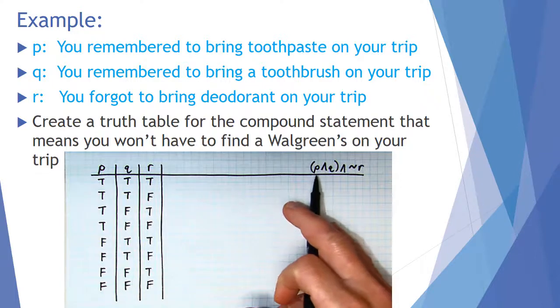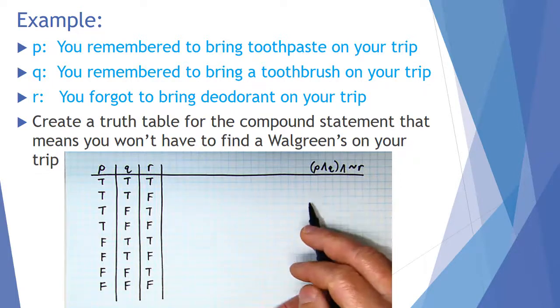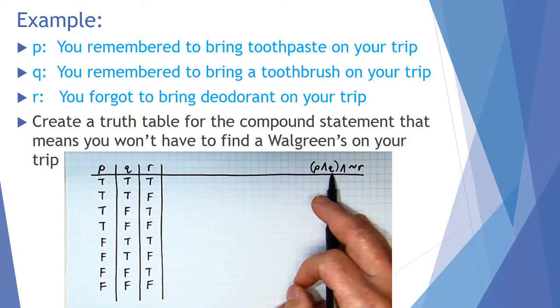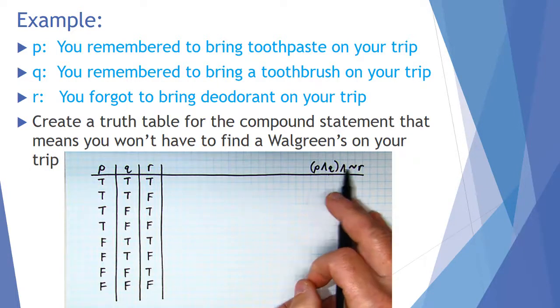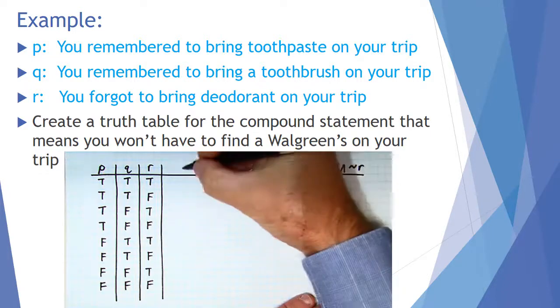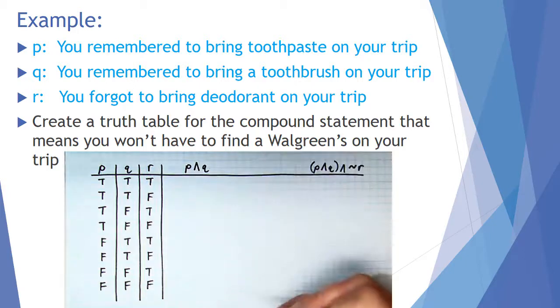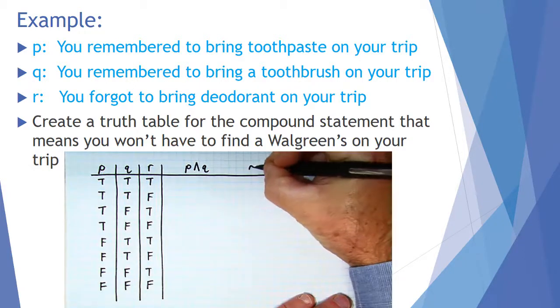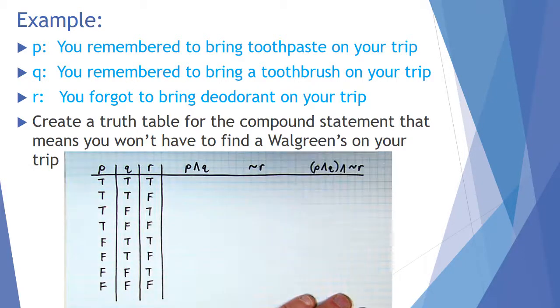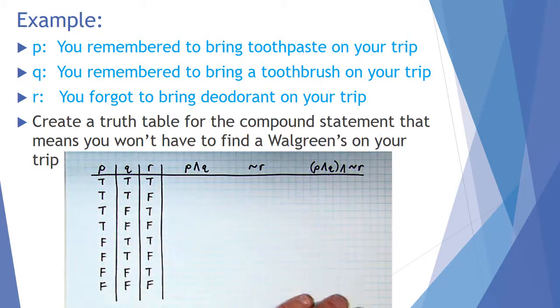So what information do we need to build P and Q and the negation of R? Well, it looks like we need P and Q. We're going to have a column for that. And we're going to have a column for the negation of R. So let's do that. We're going to need a column that describes the conditions of P and Q, and we'll need a column that describes the condition of the negation of R. Once we know these, we can fill in the entries in our last column.